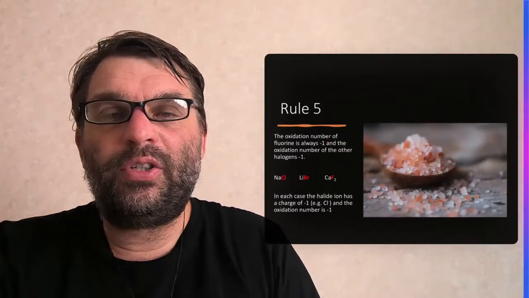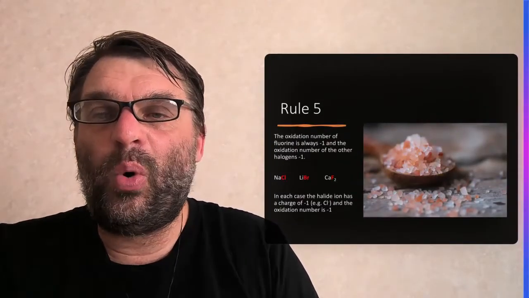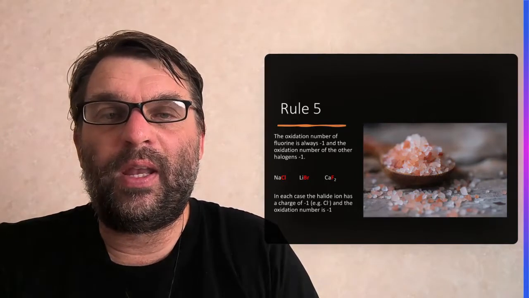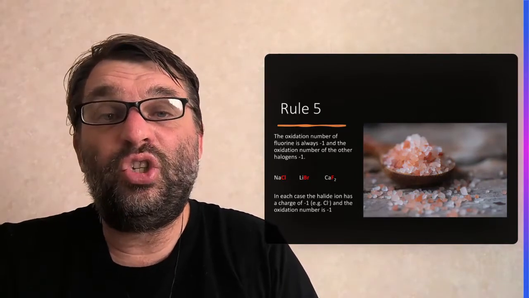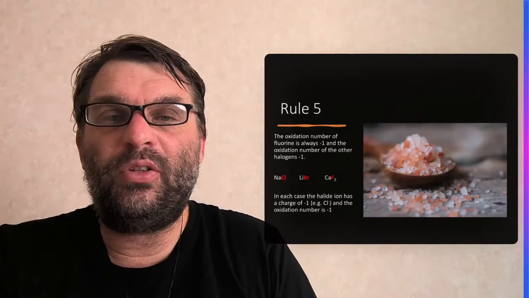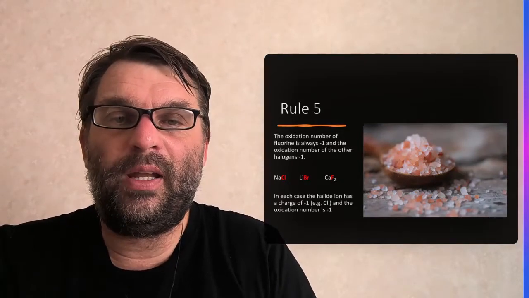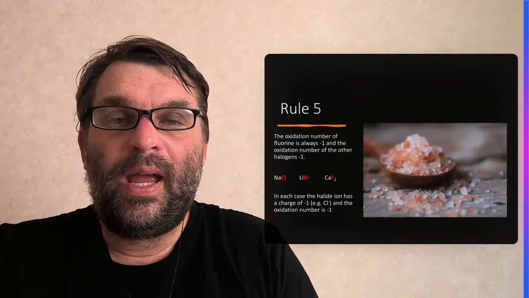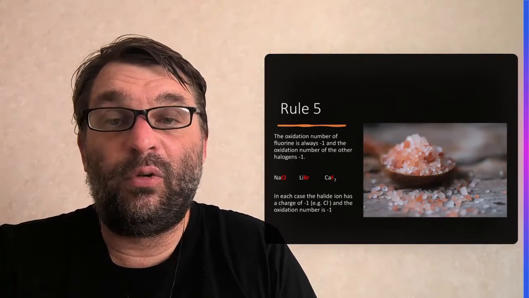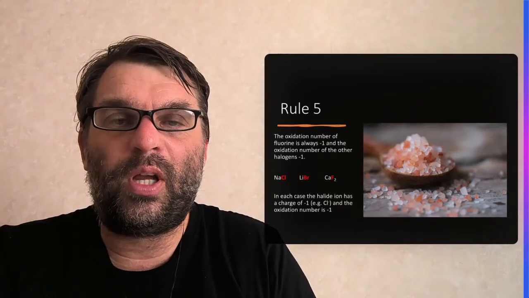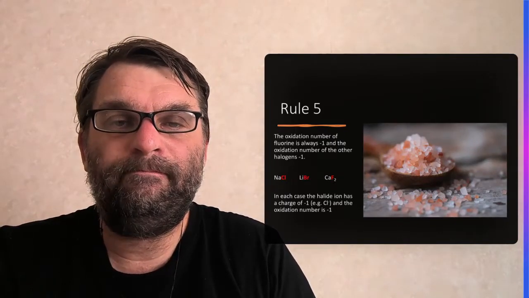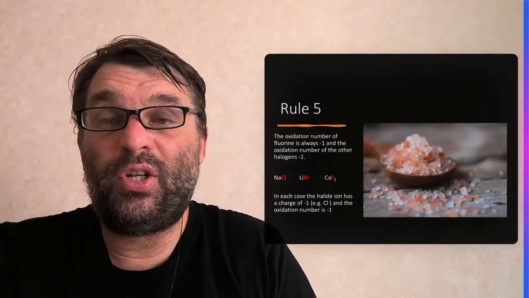Rule 5, the oxidation number of fluorine is always going to be -1. In fact, for the halogens, generally, the oxidation number is also going to be -1. So the chloride in sodium chloride, the bromide in lithium bromide, and the fluoride in calcium fluoride are all going to have an oxidation number of -1.